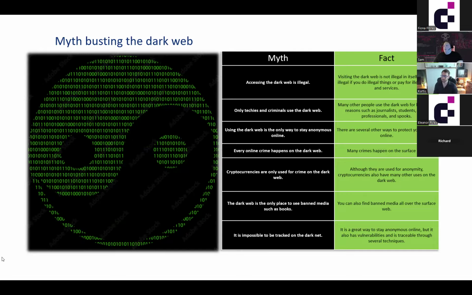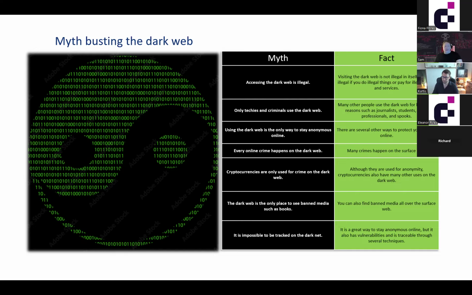Using the dark web is the only way to stay anonymous. No, there's loads of ways to protect your privacy online. You don't have to use Tor or anything like that. Every online crime happens on the dark web. Nope, many crimes happen on the surface web. As Curtis said earlier, the surface web is just the normal internet that we use every day, such as Google and stuff like that. Phishing sites are more often on the surface web. Basically, fake logins of your bank and stuff are usually hosted on the normal internet, not hidden away on the darknet.